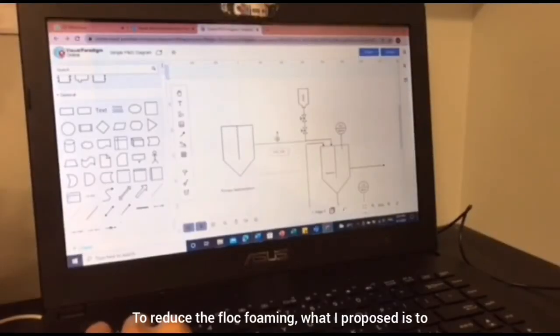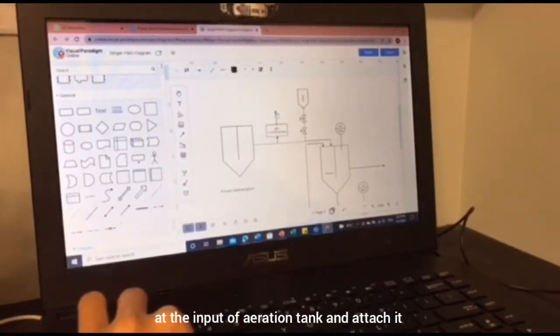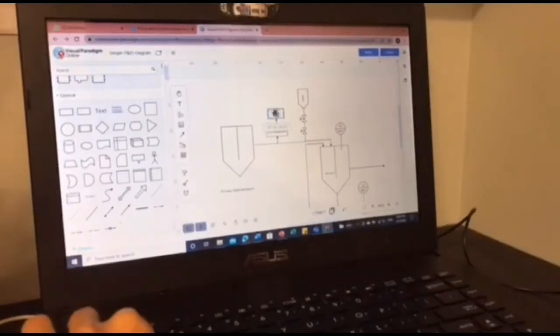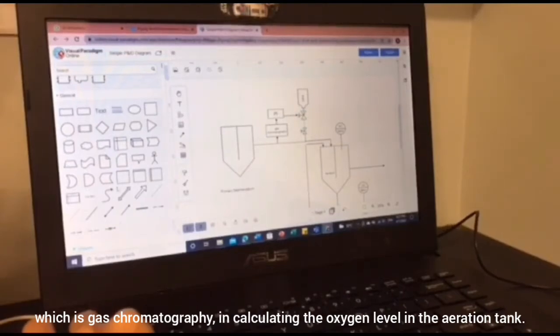So, to reduce the floc forming, what I propose is to insert a proportional integral controller at the input of the aeration tank and attach it to a composition analyzer, that is a gas chromatography sensor. The proportional integral controller gives an error signal to the sensor, the gas chromatography, in calculating the oxygen level in the aeration tank.